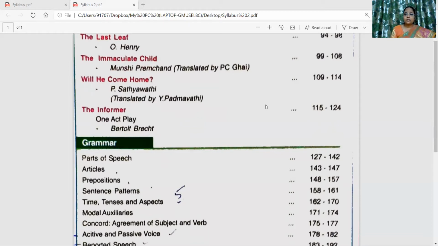It's a very interesting and suspense story, students. The suspense is still there in the story when we complete it. And the last one is The Informer.